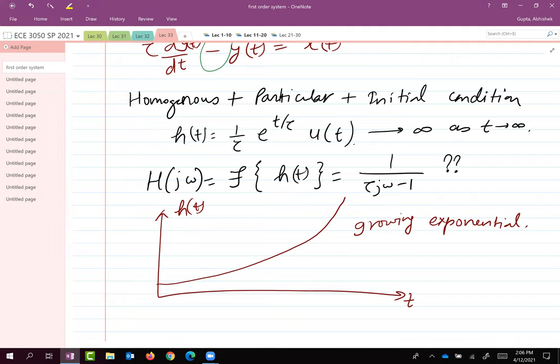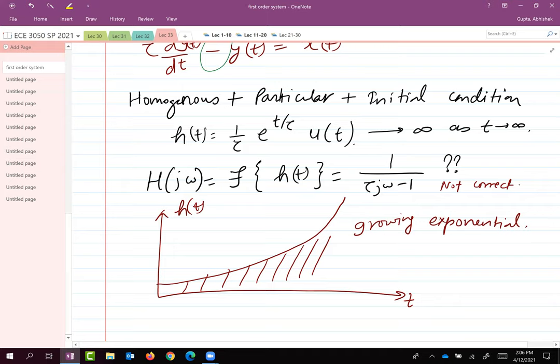I have a question. Yes. Can't we not take the Fourier transform because the area is infinite? Right. So what's your comment? I don't think the transform would be 1 over tau j omega minus 1. Okay. So there is another thought that maybe this is not correct. Okay. And what's your reasoning?